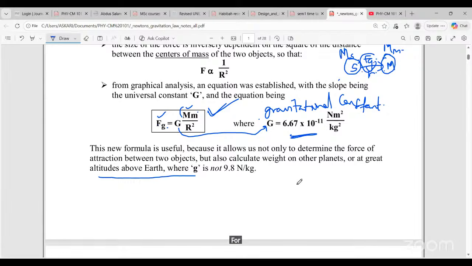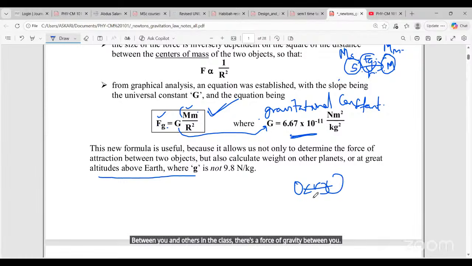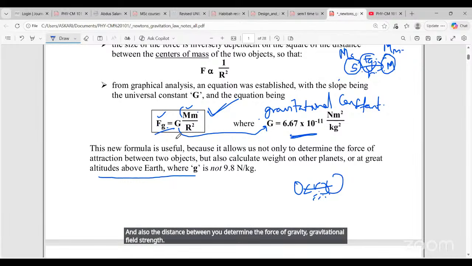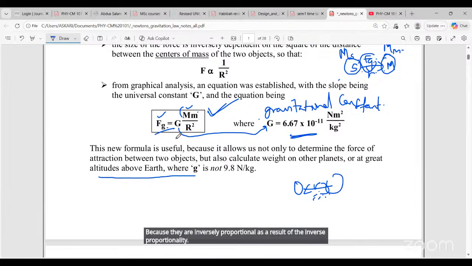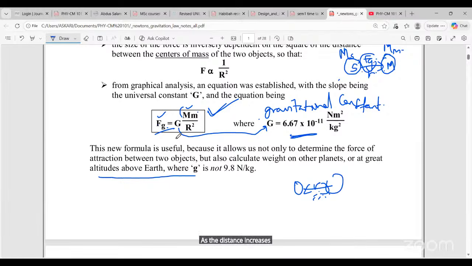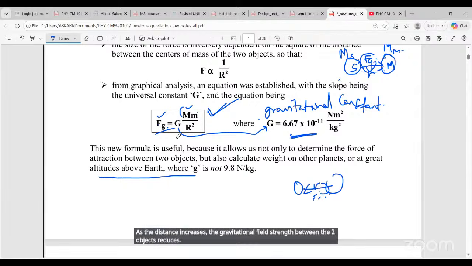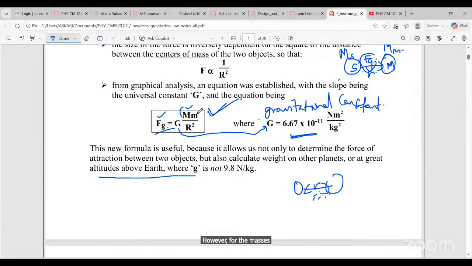For example, if you are sitting in the class, there's a force of gravity between you and others in the class. The distance between you determines the gravitational force, because they are inversely proportional. As the distance increases, the gravitational force between the two objects reduces. However, as the mass increases, the gravitational force also increases.